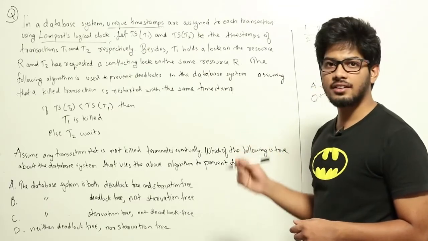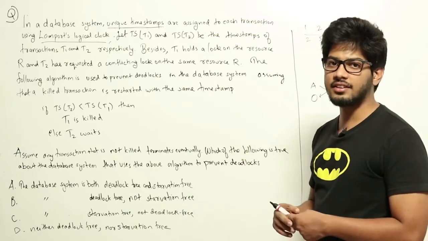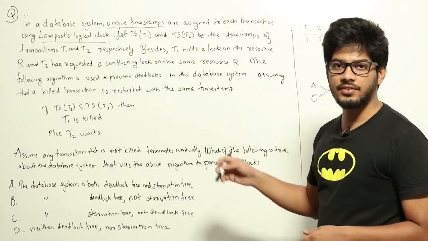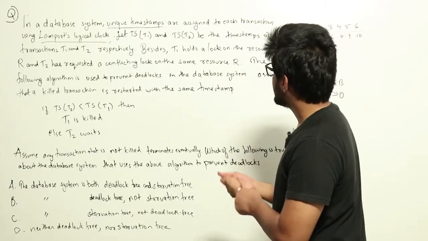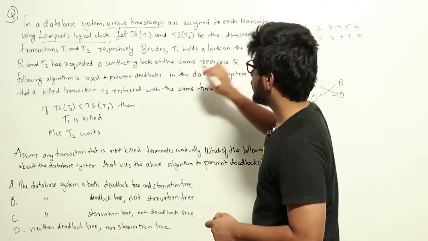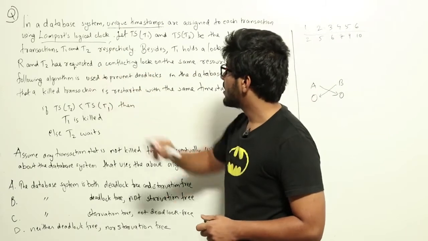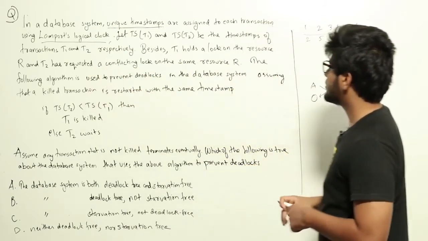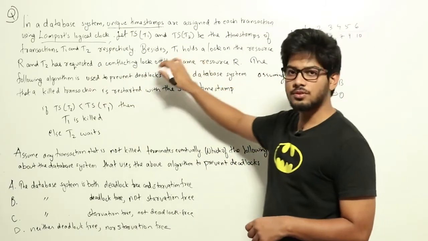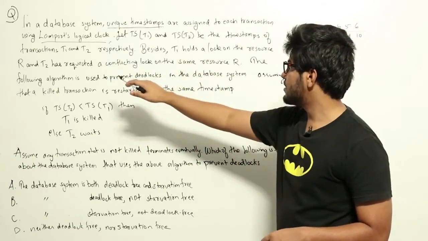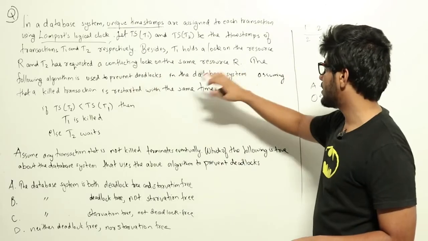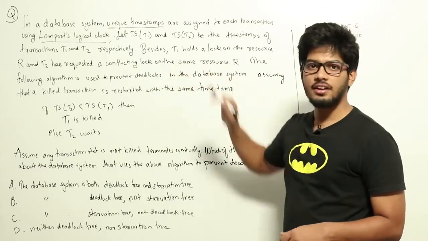If a transaction B comes after transaction A, then A will have a smaller timestamp and B will have a larger timestamp. Now they have given that T1 holds a lock on the resource R and T2 has requested a conflicting lock on the same resource R. Now consider these two transactions, T1 and T2. Currently T1 has the lock and T2 is requesting a conflicting lock on the same resource R which T1 has.